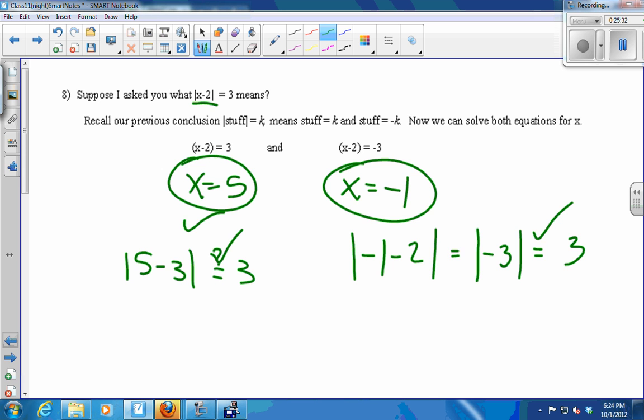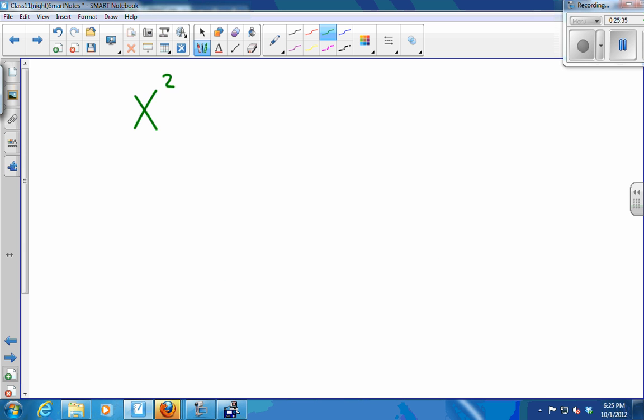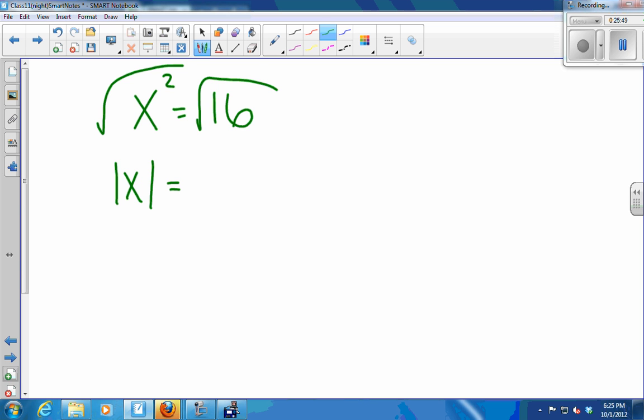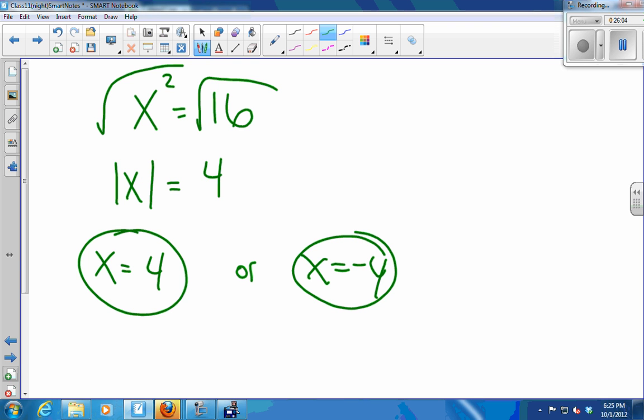So before I do this one, let's look at this equation again. X squared equals 16. To undo the square, I square root both sides. The square root of x squared is the absolute value of x. Square root of 16 is 4. So now I have an absolute value equation, which means I have two equations, x equals 4 or x equals -4.